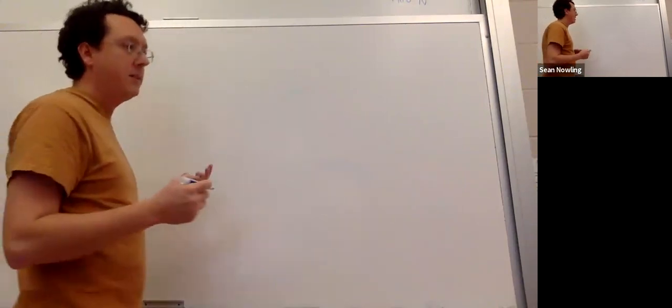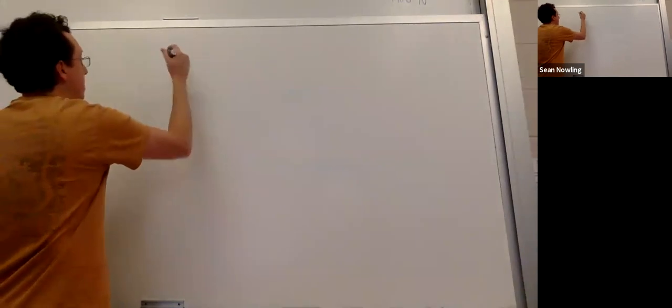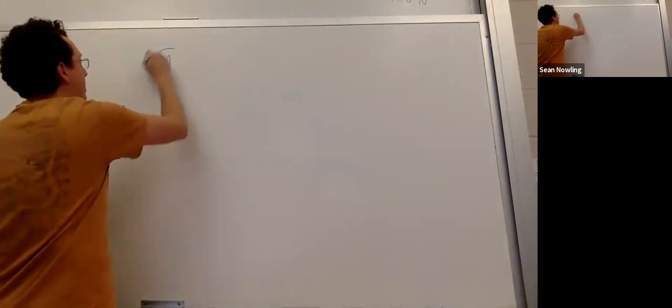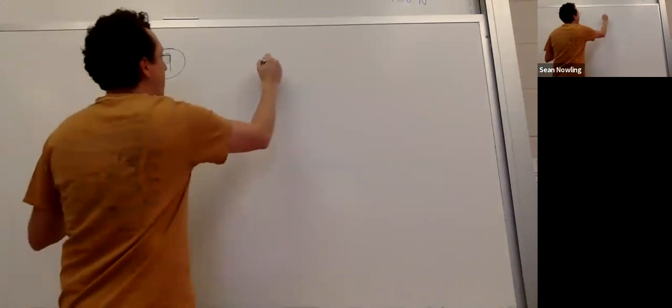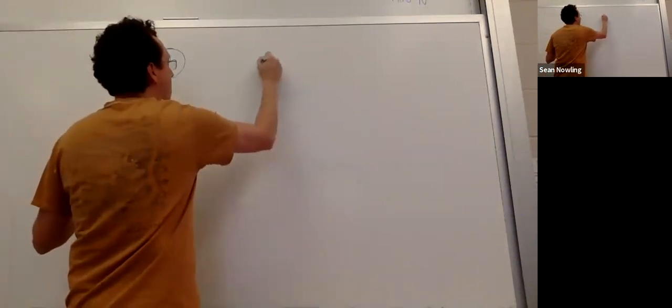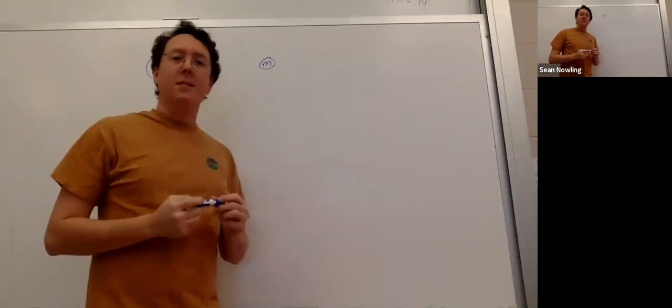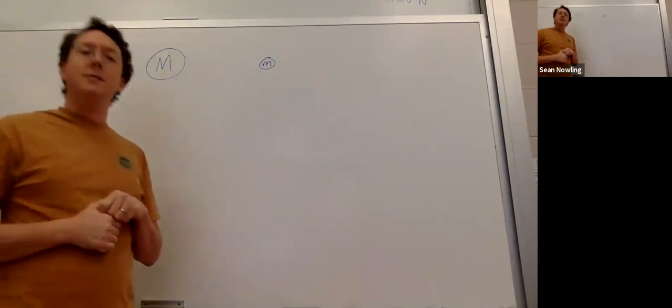So in this case, we're going to imagine we have a large mass object orbited by a small mass object. Capital M, not only is it capital and larger, represents the larger mass.